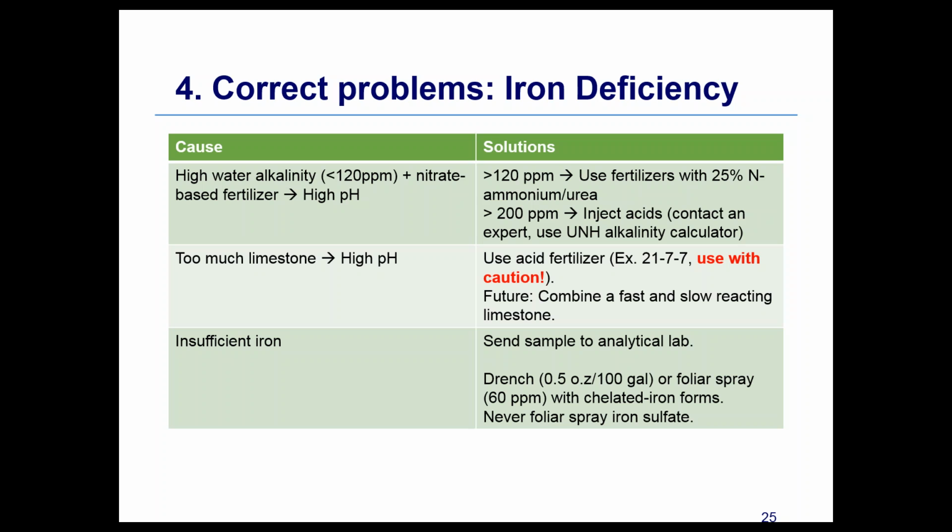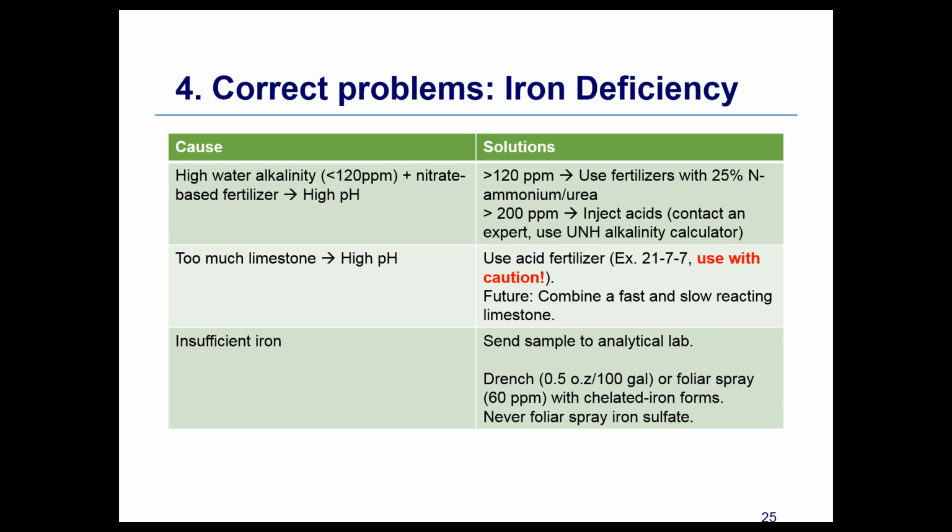Now, too much limestone can also be a problem. Again, you can use acid fertilizers. We talked about 2177. It's extremely acid. It's like injecting acid alone. So you can use it very cautiously. Never use it in the winter or cold months because it has too much ammonium and you're prone to ammonium toxicity. But it's something that you can use to just reduce the pH really quickly. And then for the future, think about combining a fast and slow reacting limestone.